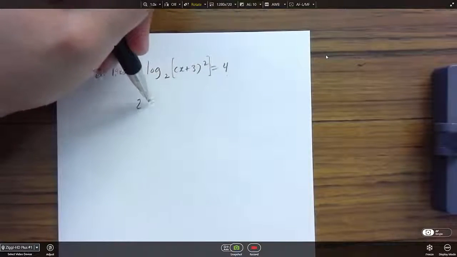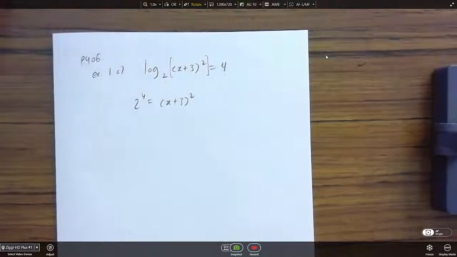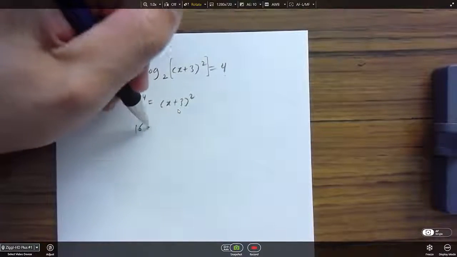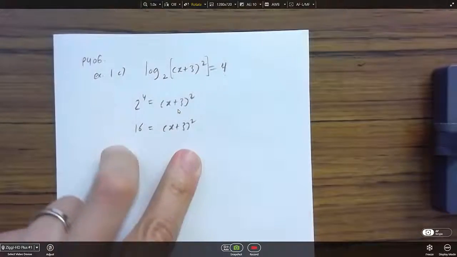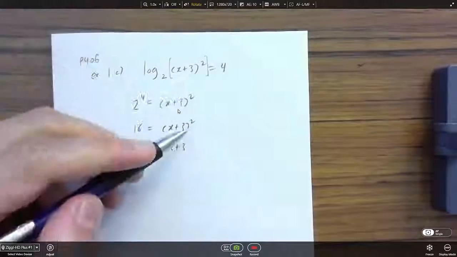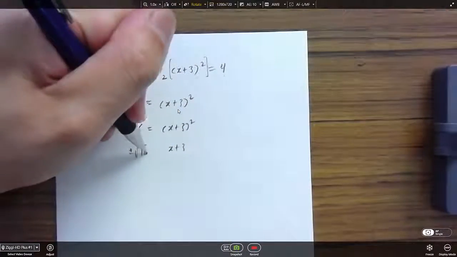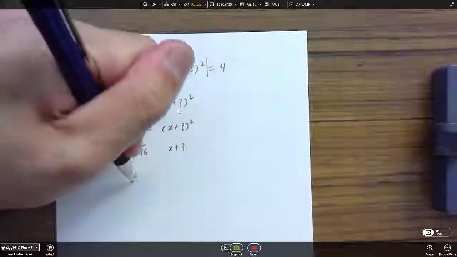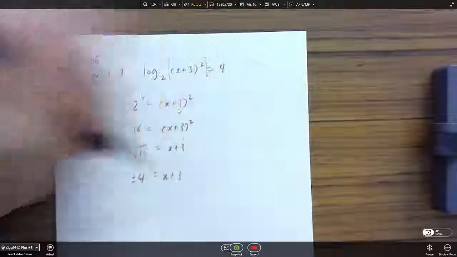We have 2 to the 4 is equal to something squared. Okay, so we have 16 is equal to x plus 3 squared. You're allowed in math to take the square root of both sides. So we have x plus 3, and recall when you square root something squared, it's a variable. It's going to be plus or minus the square root of 16. So we have plus or minus 4 is equal to x plus 3.